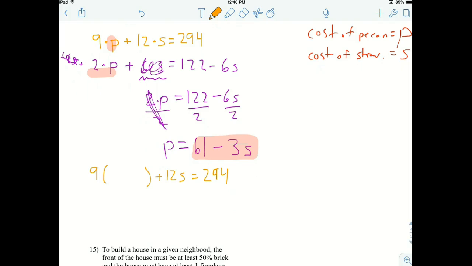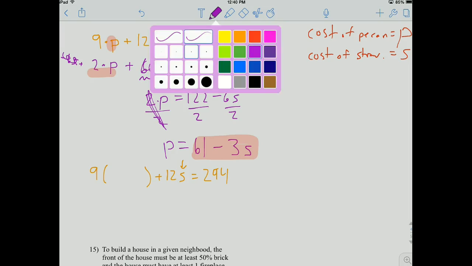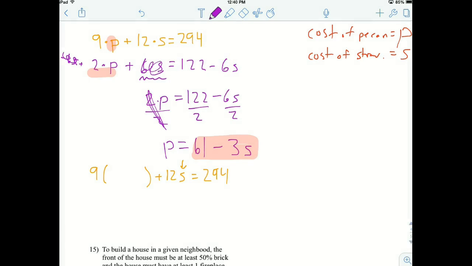Be careful with your handwriting, especially when you're using letters like S. They can look like 5s. So you can see that this here is an S, but be careful you don't get that mixed up with your own handwriting. We're going to replace p with what we know to be p, which is that 61 minus 3s.